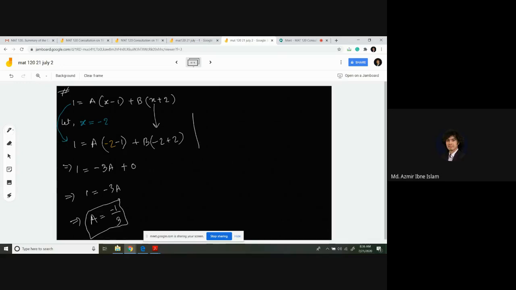So the same concept can be applied for finding b. So now let's input. You can easily input x equal to 1 here. So automatically this part will vanish and we will get b. So we are going to input 1 now. From here, 1 equal to a times (1 - 1) plus b times (1 + 2). We are plugging the value of x equal to 1 where we have x. In the place of x, we are inputting 1. Is that okay? Yes, sir.